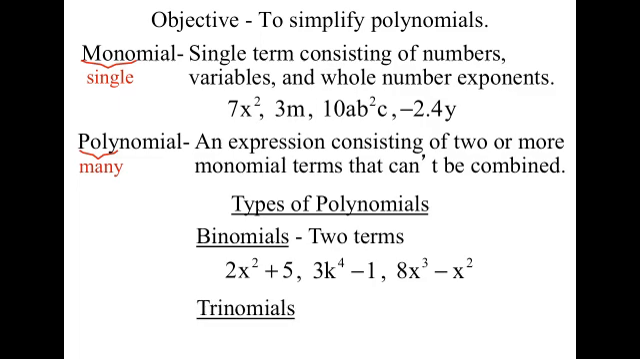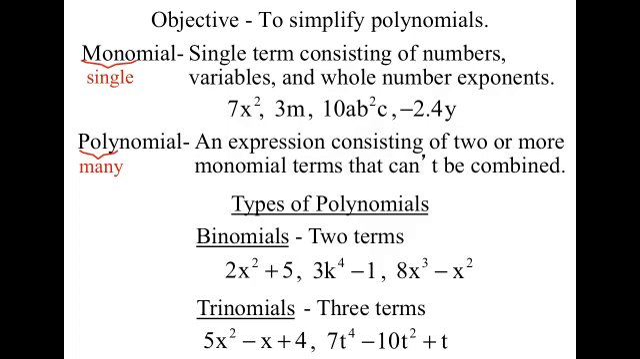Now, a trinomial has three terms. This is another type of polynomial. Both of these are in the polynomial family. These will become your best friends. 5x squared minus x plus 4. 7t to the 4th minus 10t squared plus t. Now, pause the recording and finish taking the notes.